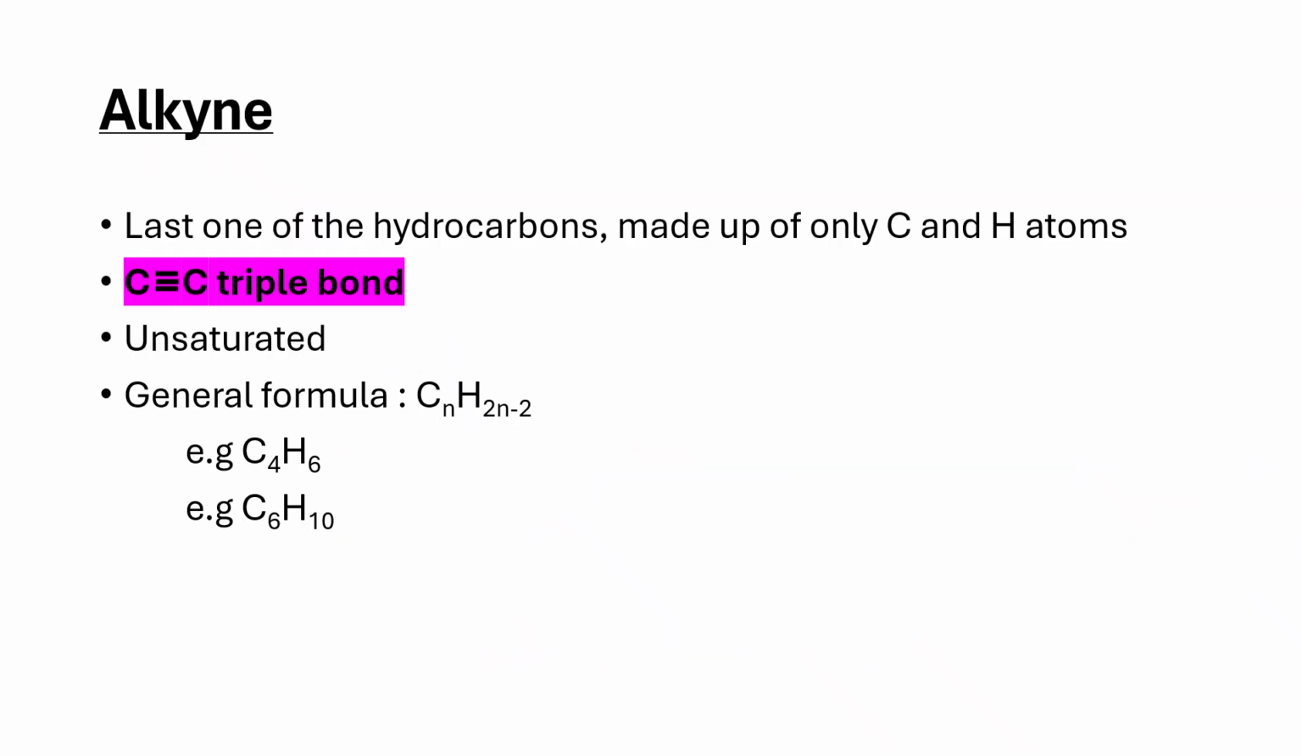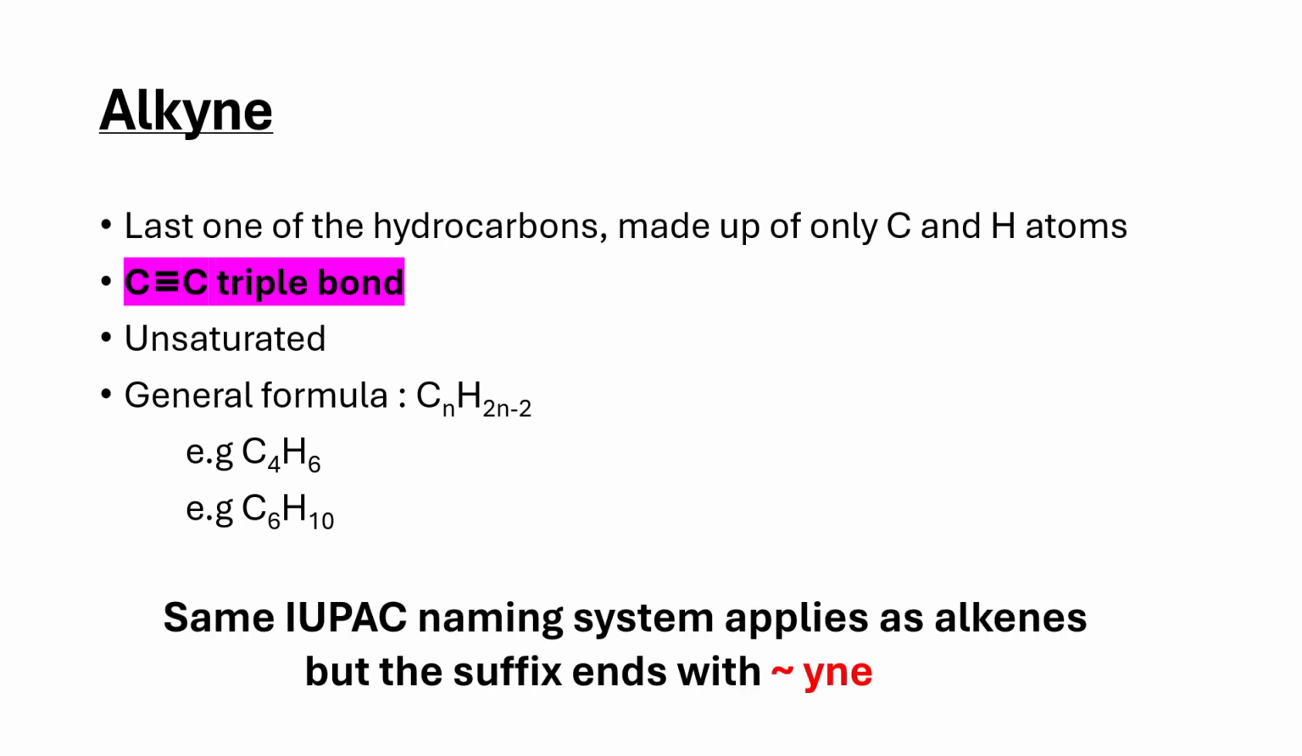This brings us to the last class of hydrocarbons made up of carbon and hydrogens. So C-C single bond represents alkane, C=C double bond represents alkene. You guessed it, this one brings the C≡C triple bond. And fortunately, there's no more after this because there's no such thing as C-C quadruple bonds. So the naming goes exactly like an alkene, but with a suffix ending with -yne to represent the alkyne.